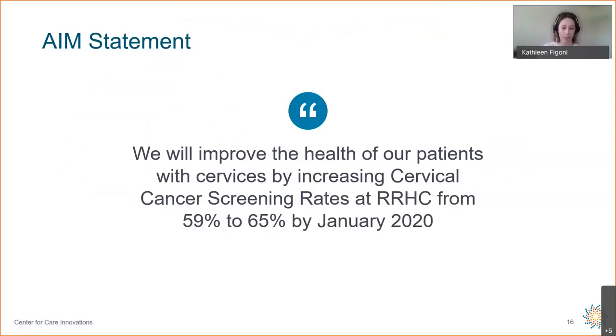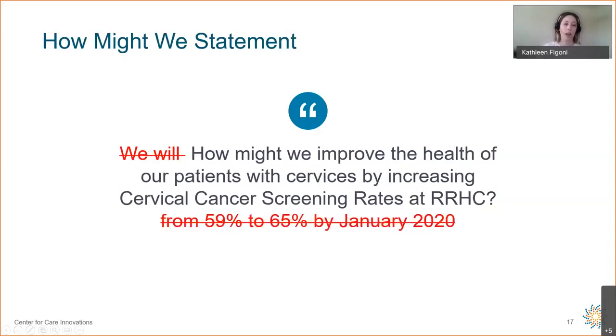After having these themes, I presented this to the care team that was running those PDSAs, and together we created an aim statement. Just very simple, based on what we were hearing, and we knew that we wanted to get our cervical cancer screening rates up from 59 to 65%, and we wanted to do this by a specific date and time. After we drafted that aim statement, we took an opportunity to create a how might we statement.